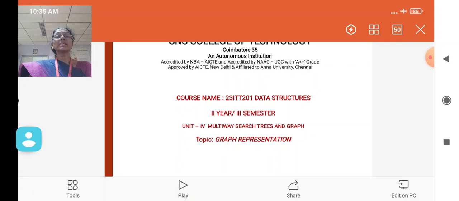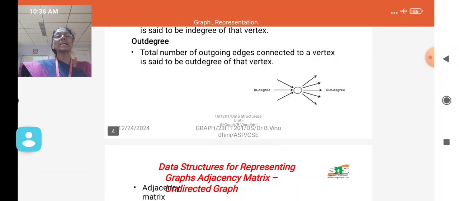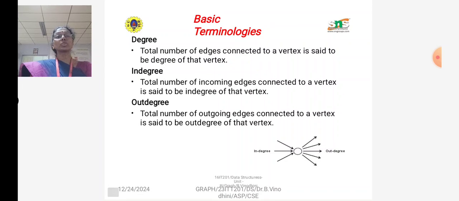As with other data structures like stack, queue and tree, these data structures can be represented either by an array or a linked list. In the same way, the graph can also be represented. So let me recap what a graph is. A graph is a collection of vertices and edges. It is called a graph.